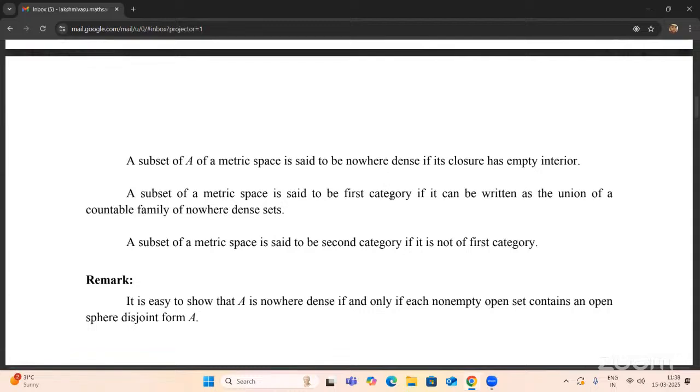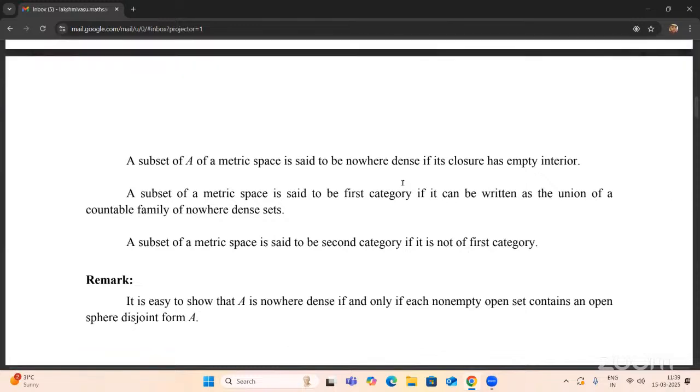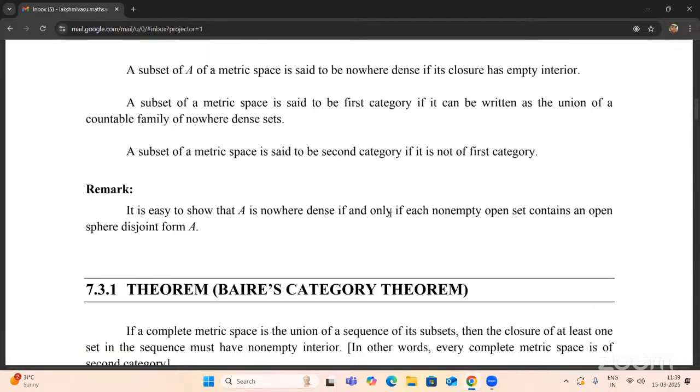Here A is a subset of a metric space. The union of those nowhere dense subsets is called first category. Union of a countable family of nowhere dense sets is called first category. If it is not first category, that is the second category.